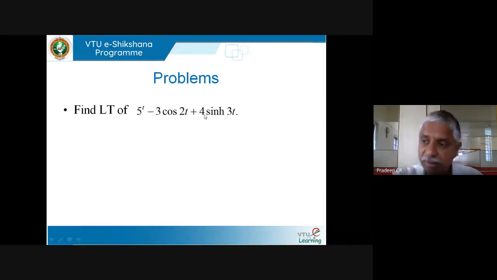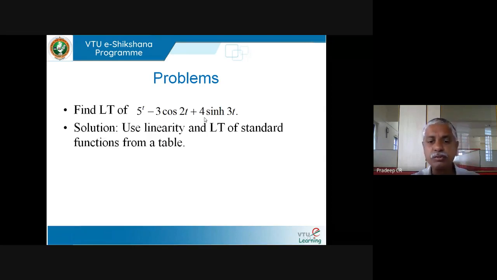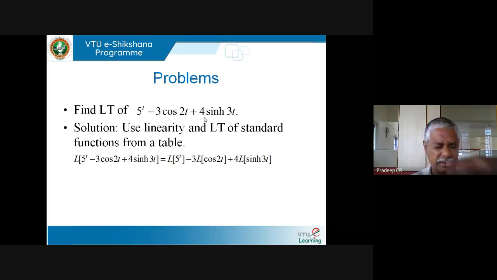So let us try to find more examples which use linearity. Here is another example. Find Laplace transform of 5 power t minus 3 cos 2t plus 4 sin 3t. Same trick. If I ask you to integrate this or differentiate this, how would you do it? Same way you proceed. Use linearity and Laplace transform of standard functions from the table.